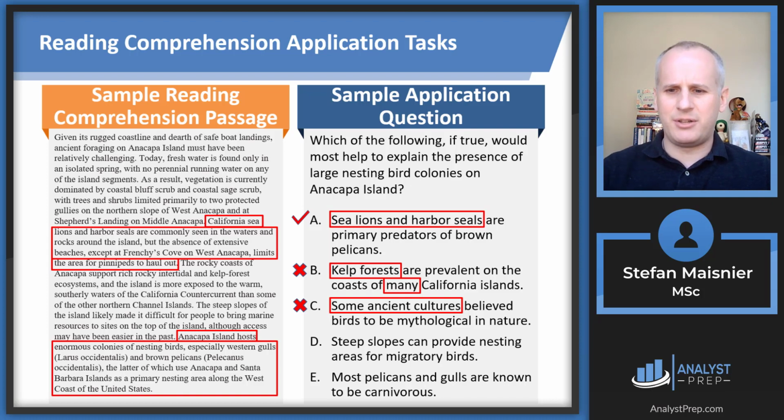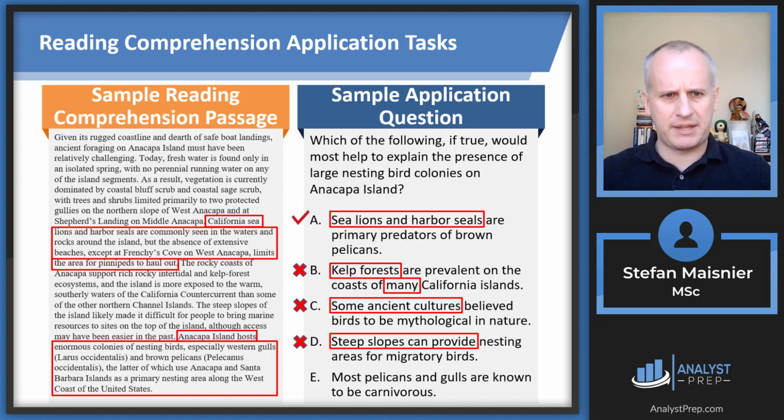Then we've got steep slopes can provide nesting areas for migratory birds, but that "can" doesn't explain why it does happen here. It's too vague. And also, we don't know anything about the migratory status of these western gulls or brown pelicans. So that's also kind of vague. You'd be making an assumption yourself, and we don't want to do that, of course.